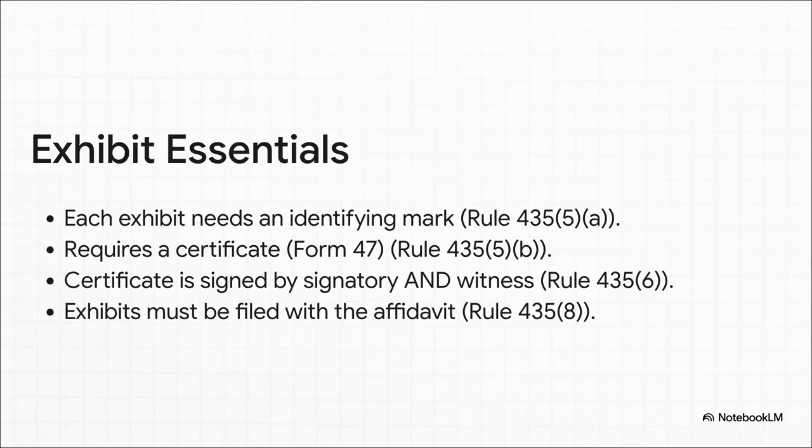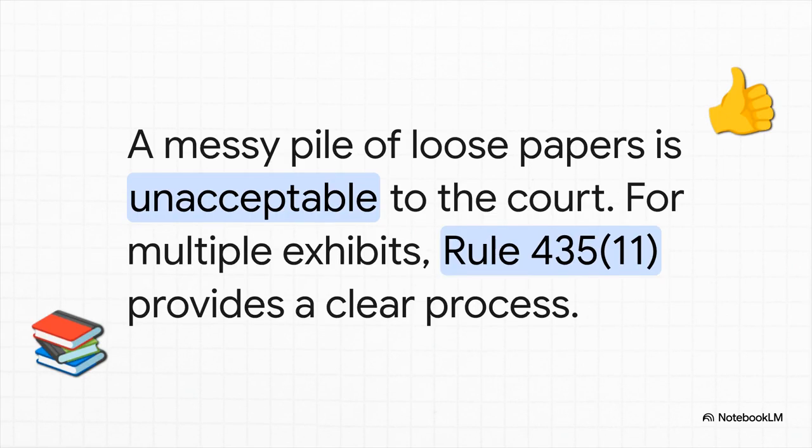Let's quickly run through the exhibit checklist from Rule 435. First, under Subrule 5A, every exhibit needs a unique label like JD-1 for John Doe's first exhibit. Next, it needs a certificate. That's Form 47, which gets signed by both the signatory and the witness, as per Subrule 6. And finally, under Subrule 8, the exhibits have to be filed right there with the affidavit. They're a package deal.